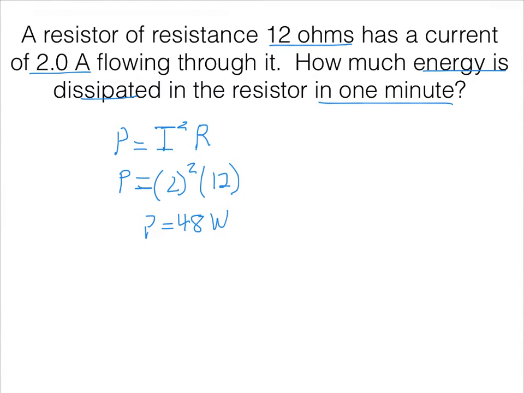Now, of course, that is watts, which is joules per second. So since that is joules per second, I need to figure out in 1 minute. So I'm going to multiply by 60 seconds per minute. And if I do that, 48 times 60, that should give me my final answer.